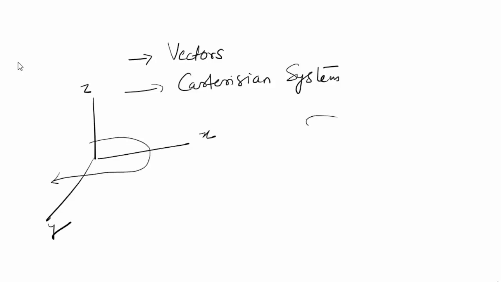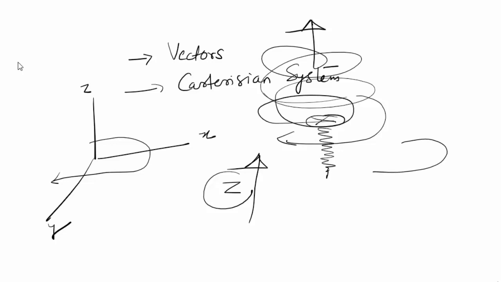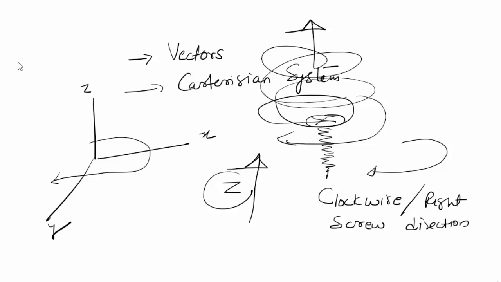What is happening is, if I take a simple example of a screw, and I'm moving from x to y and rotating my screw this way, then it will move upwards. So the direction of my screw will always be towards the direction of z. So when I'm having a Cartesian coordinate system and by applying the right hand screw rule, the screw moves in the direction of z, then this kind of coordinate system is known as the right hand coordinate system.